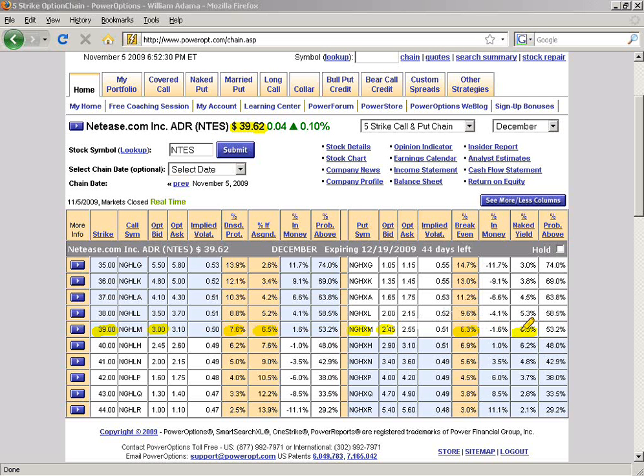But in this case, the percent naked yield is a little bit lower than that percent if assigned. So this one might be a good candidate where you might want to think that the covered call is better than the naked put. All right, a couple more here.